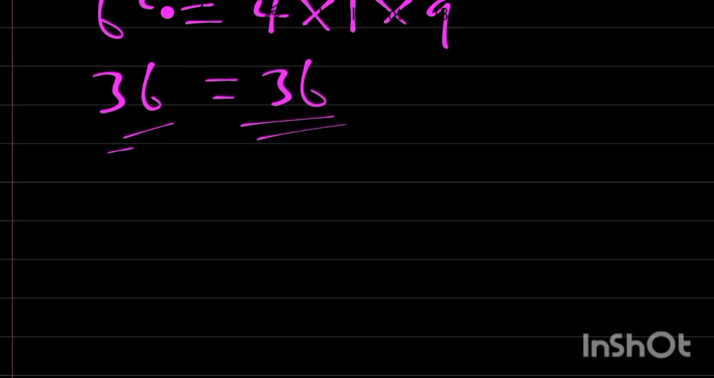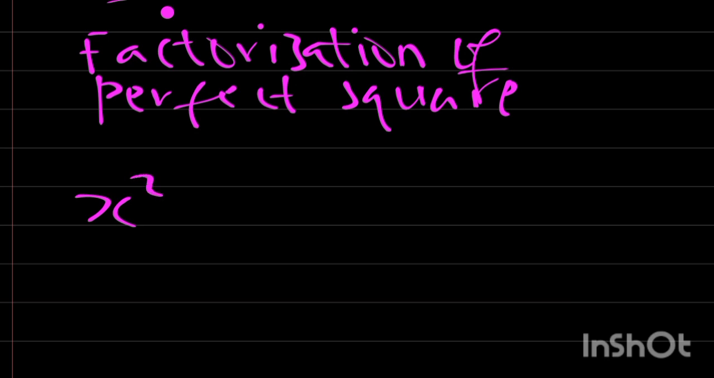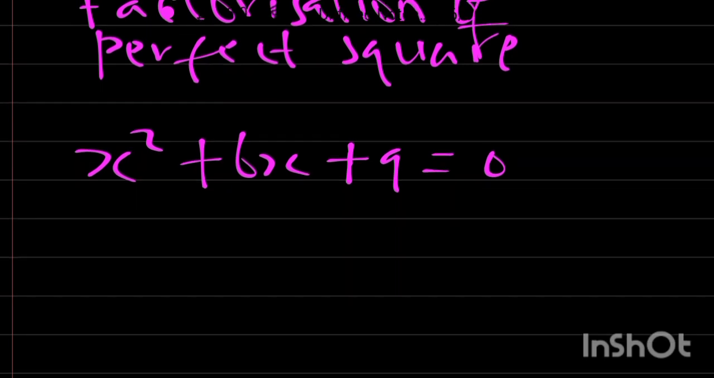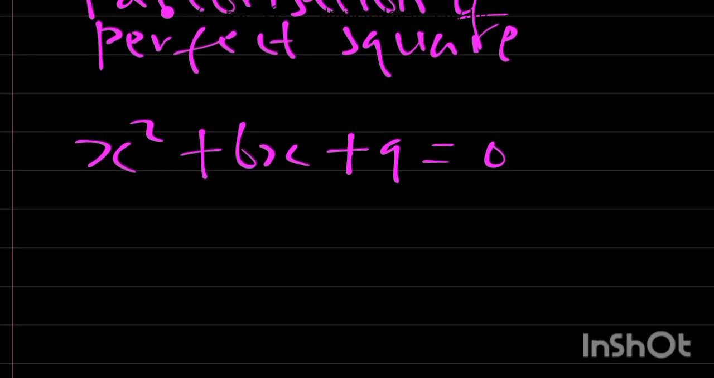Now we are going down to factorization of perfect square. Let's factorize this expression. X squared plus 6x plus 9 is equal to 0. How do we factorize this expression? That is the question. We have the normal way of factorization, but factorization of perfect square has a special way which makes it simpler, easier and faster compared to every other form of quadratic expression.